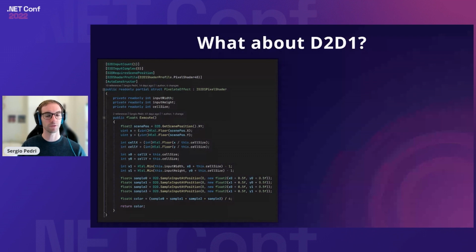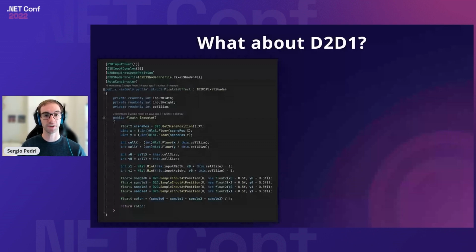So let's look at what one of these shaders actually looks like and how it's different. Here we can see a pixelation effect. In fact, this is the actual shader that Paint.net uses whenever you apply the pixelation effect in Paint.net. And if you look at the code here, you can see that first we have a bunch of annotations.